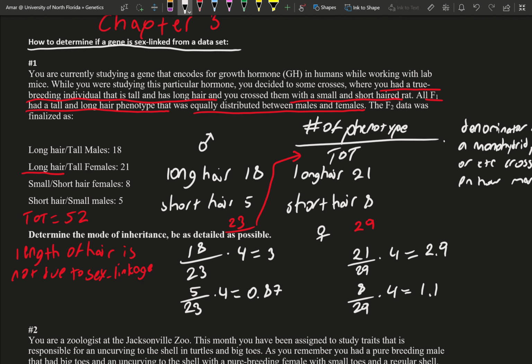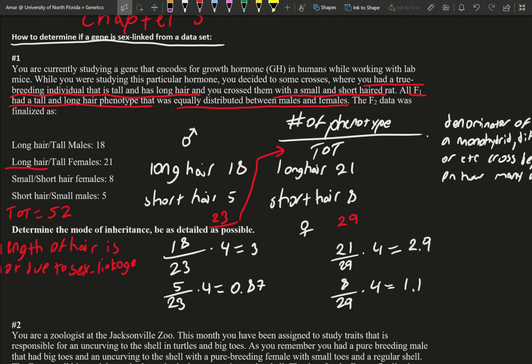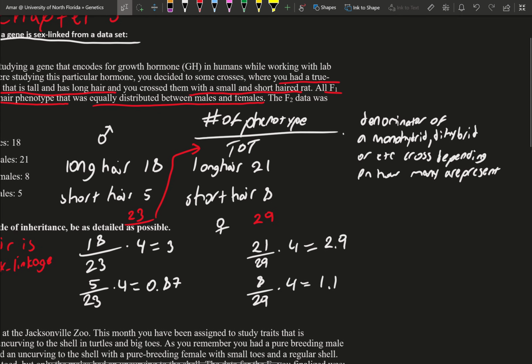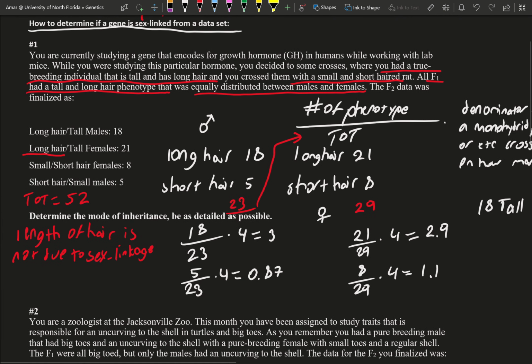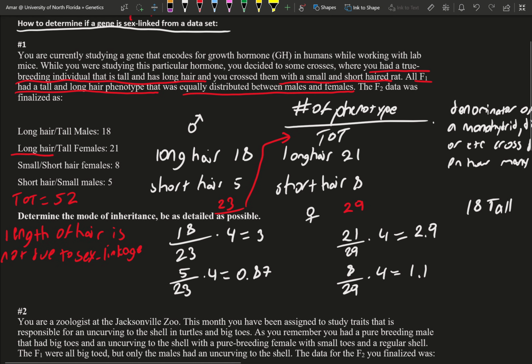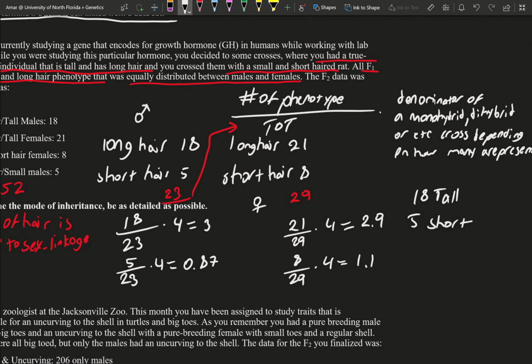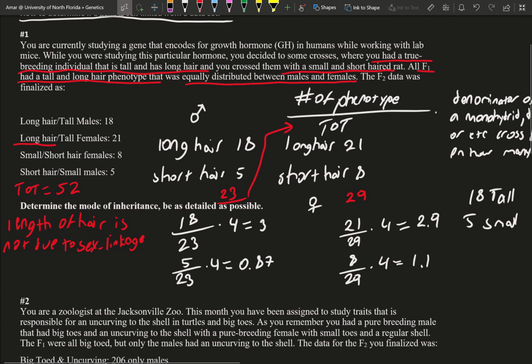Okay, so we're going to do the exact same thing, but for the height of the individual, which is being tall or being short, or small. So we're going to do the exact same thing. We have 18 tall males and we have 5 short males, or small based on the problem. And then for the females, it's basically the same thing, tall, 21.